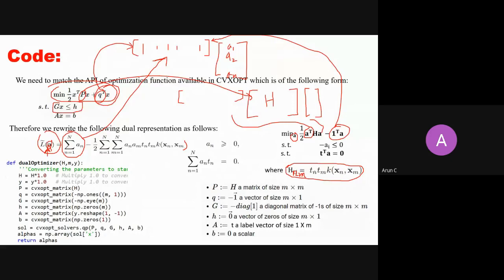Gx should be less than or equal to H, right? So this is my first constraint. I said that A should be greater than or equal to 0, my Lagrangian multipliers. So I can multiply it with negative on both sides, right? And once I multiply by negative on both sides, I have to change my inequality, right? So that's how I can get this form.